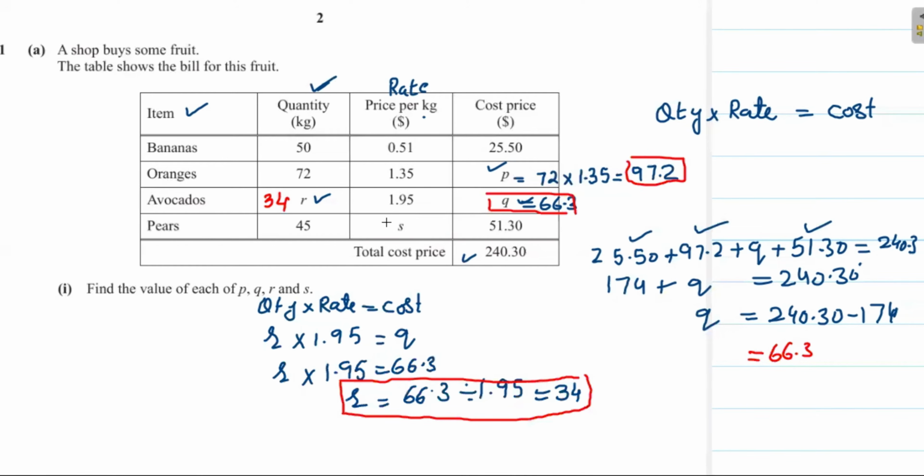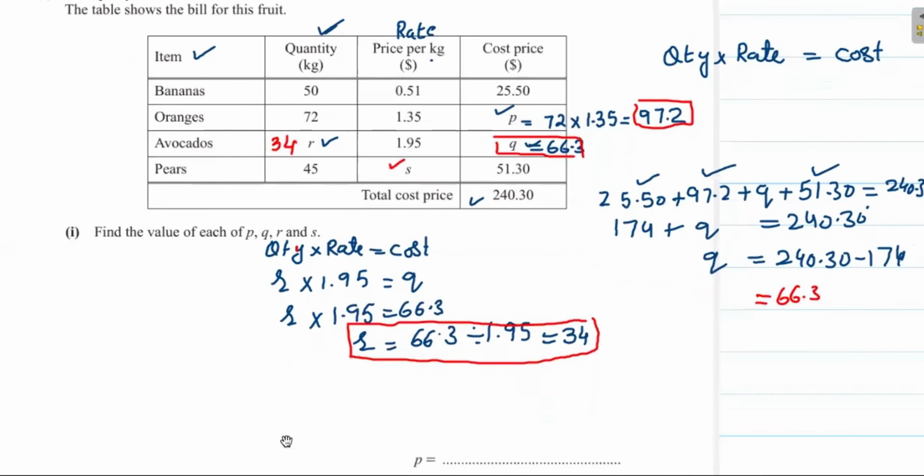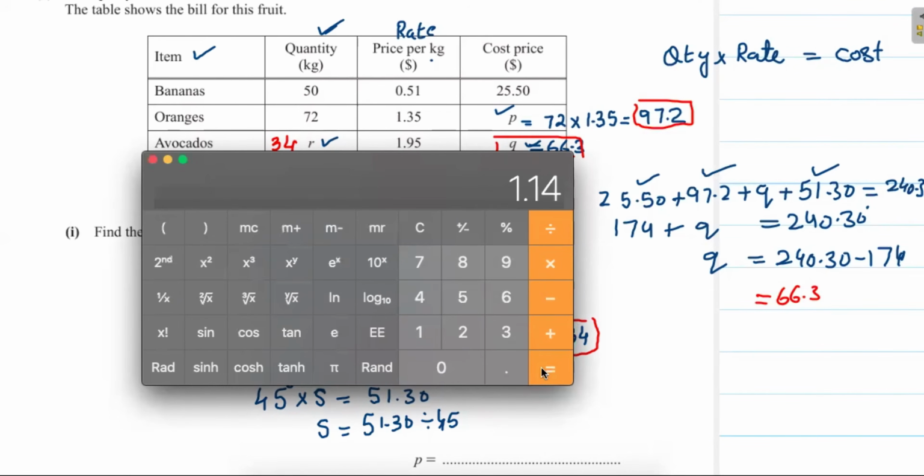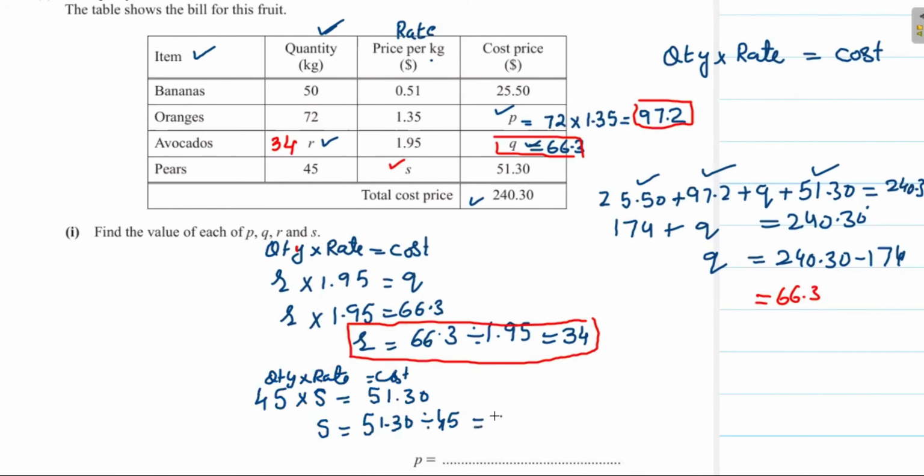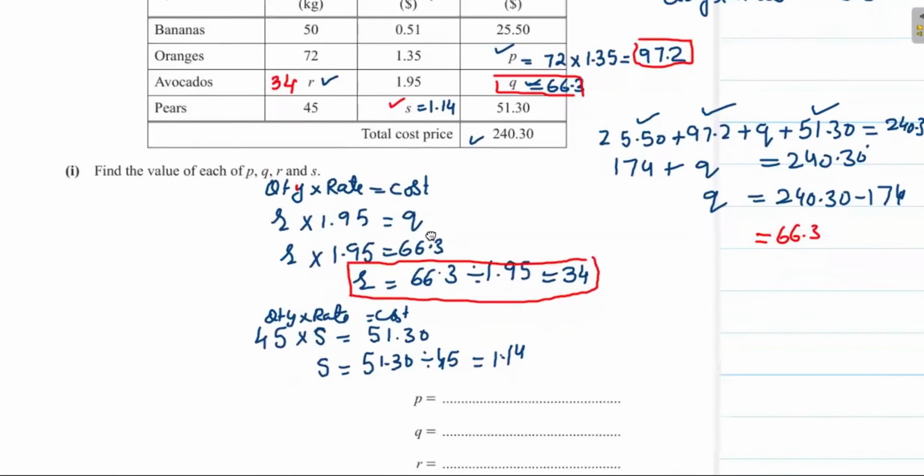Next, we have to find the value of S. The value of S we can find by using the same formula, quantity multiplied by rate equal to cost. Now we write here 45 multiply S equal to 51.30. Therefore, S will be equal to 51.3 divided by 45. That will be equal to 1.14. Now we write here 1.14. The table is completed.